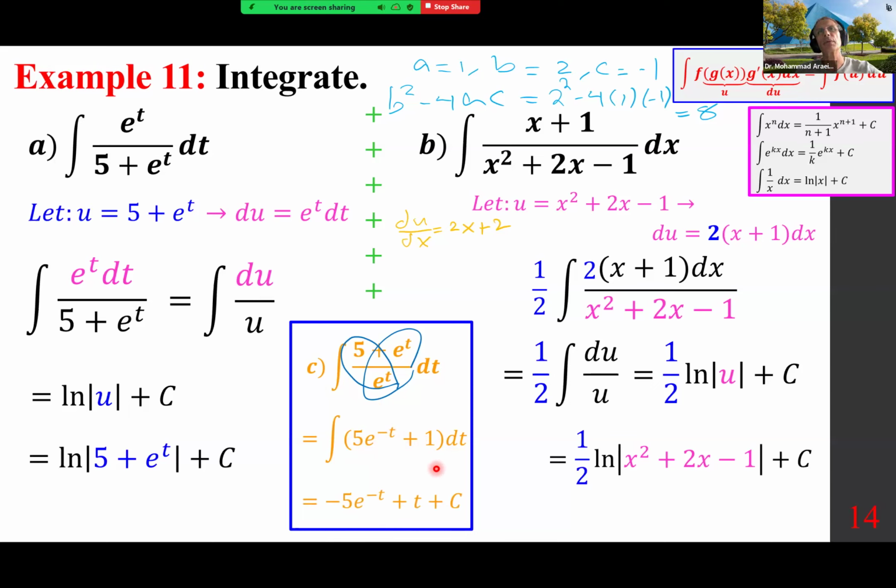It's that simple, everybody. You don't need a substitution, and that's the key. Sometimes you do, sometimes you don't. In this case, if you make up two fractions, you don't need to.